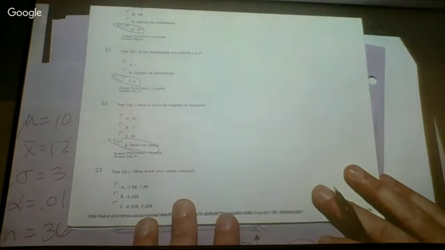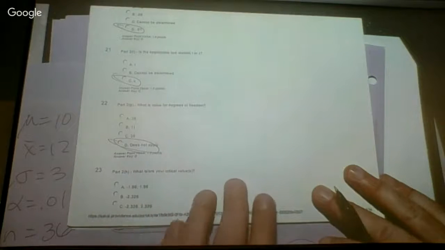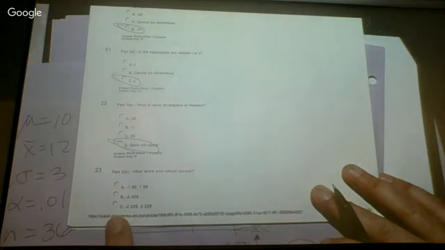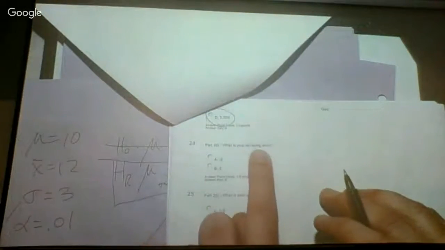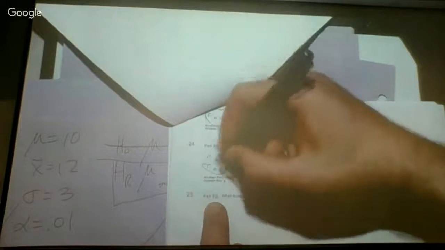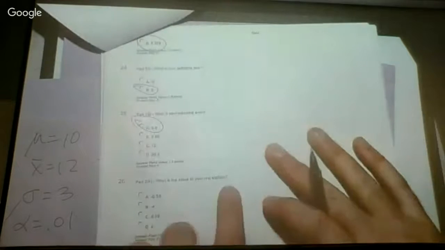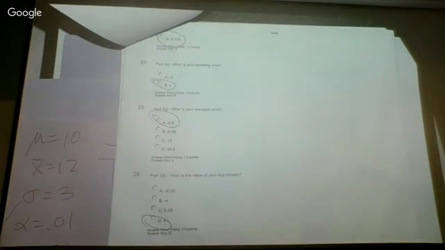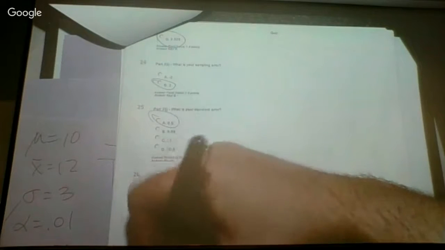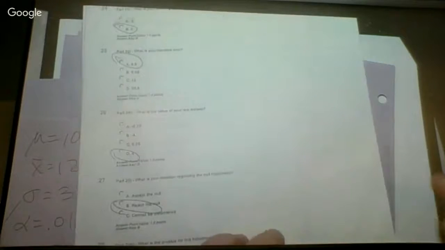What's your critical value? I don't see it there. Probably D. Oh, probably D. What's your sampling error? Observed minus expected. 2. What's your standard error? What is your test statistic? 4. What do you do to the null? Reject the null. Oh, there's actually 13 parts to this problem? Yeah, 13 parts. The last thing we have to do is calculate the p-value.